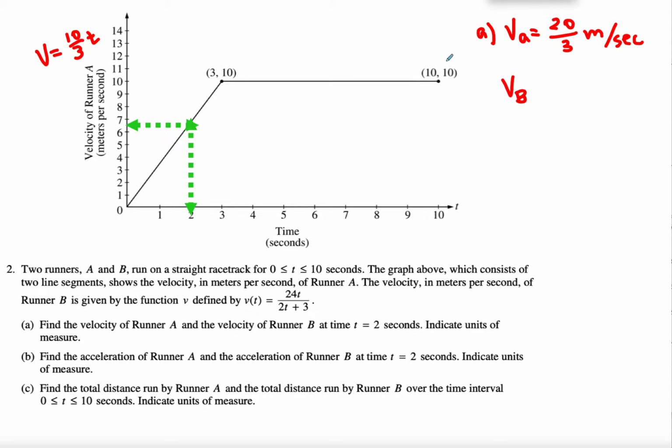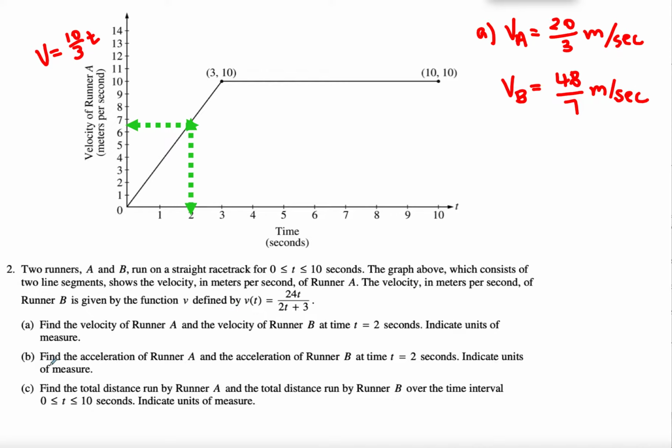How about the velocity for B? Let me call it B this way. I'm going to change A to the capital A. All I have to do is plug in the value of 2 in this equation. So we get 48 over 7 meters per second. Alrighty, so we got the values for the first part.